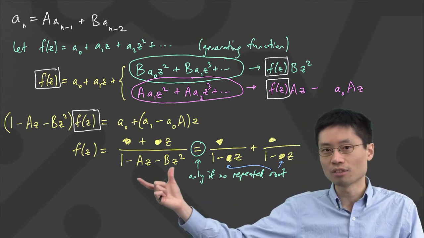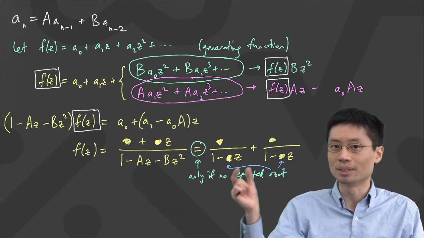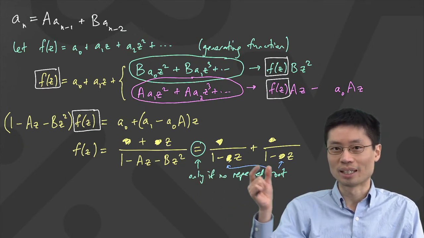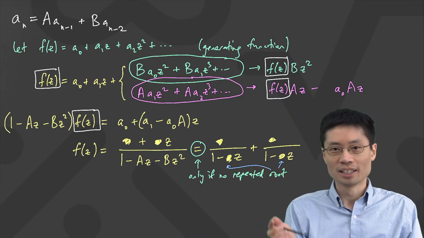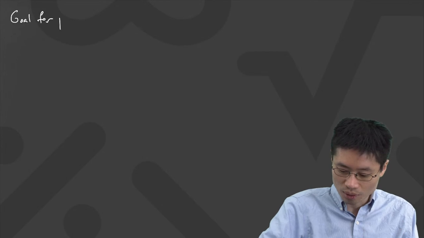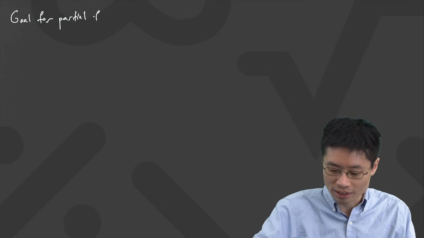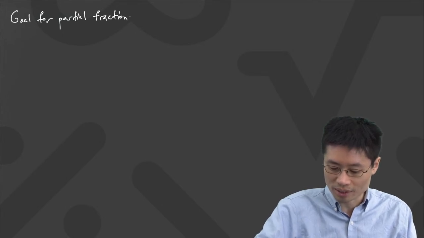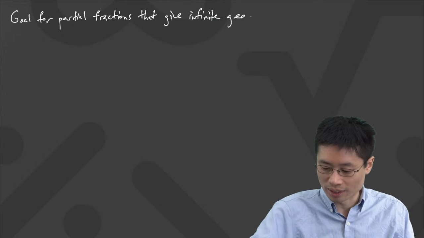So let's think. What would partial fractions require? Partial fractions means that I need to find a factorization of this quadratic denominator in terms of 1 minus blob z times 1 minus blob z. That's what I actually want, right? I want to factorize this guy in terms of 1 minus blob z times 1 minus blob z. That's not how you usually factorize things. But our goal for partial fractions is partial fractions that give infinite geometric series.